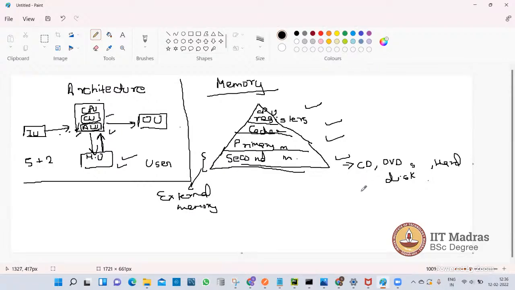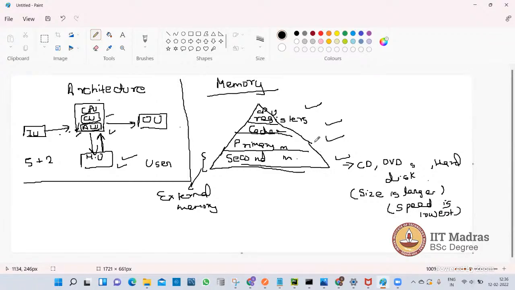Okay, so here the size is very large. Size is the largest. And speed is the lowest.